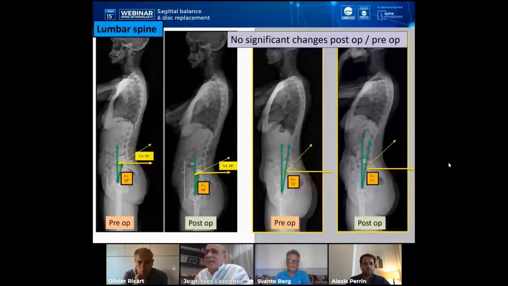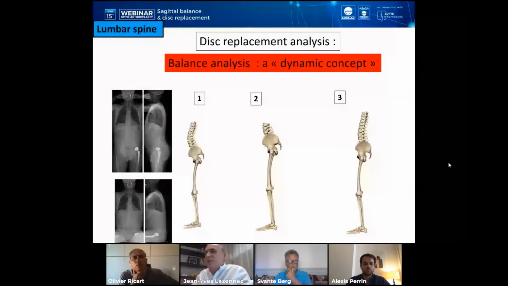We have here some examples of full body EOS. I have the opportunity to have a lot of EOS images, so it's very interesting to demonstrate this. You have patients with different pelvic incidence, and in yellow, we are accustomed to look at the sacral slope, and you see before, pre-op and post-op, no significant change. But I want to convince you that the balance analysis is a dynamic concept.